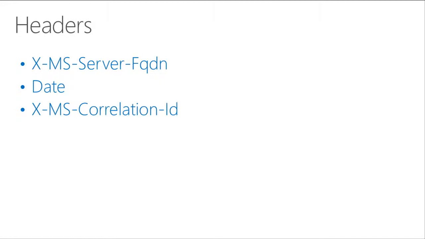So for UCWA, take a look at the first two headers. These are your most important headers. XMS server FQDN will exactly tell you which UCWA on which front end you're talking to. Grab that detail, store it in a variable, let's call it X, right? Date is the second header you look at, grab that, store it in a variable, call it Y. And the date will include a time zone, probably GMT.